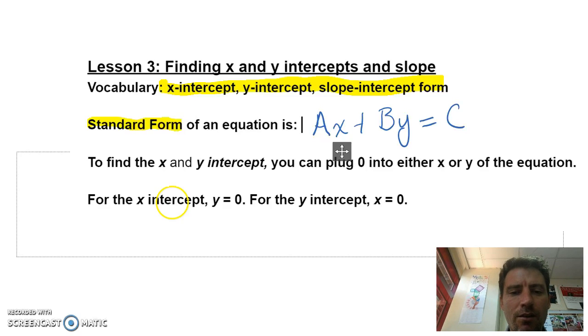So finding the x and y intercepts here is the key, and all you have to do is plug in 0 into either the x or the y of this equation, and it will give you the intercept. So let's have a look at that if we can.